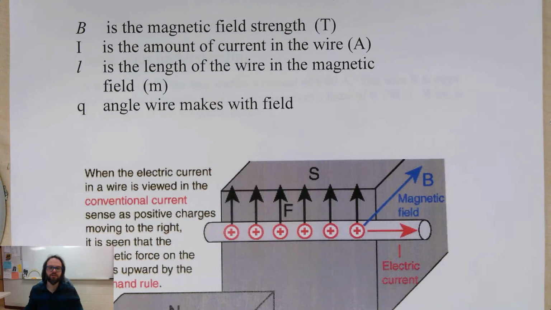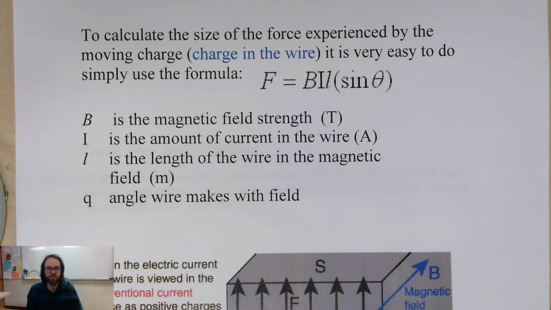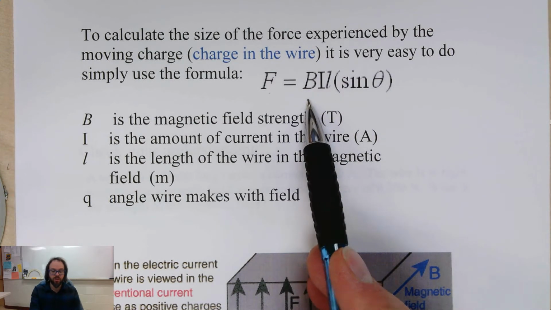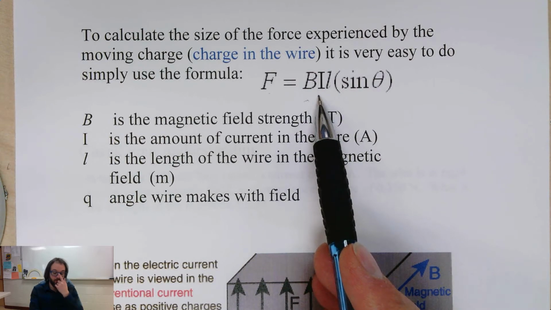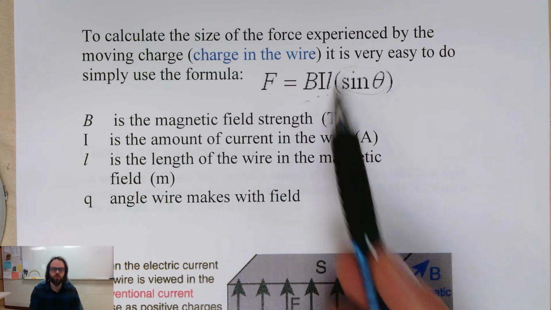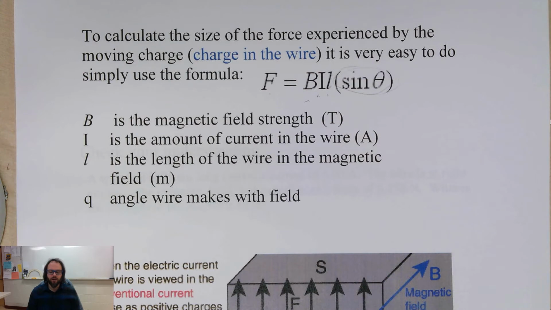So now, let's go into some new stuff here. To calculate the size of force experienced by a moving charge, like a charge in a wire, is very, very easy to do actually. All we have to look at is my force equals my magnetic field, my current, which is the speed of my charge, multiplied by my length, and depending on the angle, sine theta. Now, in this class, most of the time we're using a 90-degree angle, and from trig we know that sine 90 is equal to 1. So as soon as we're using a 90-degree angle, we're going to ignore it.